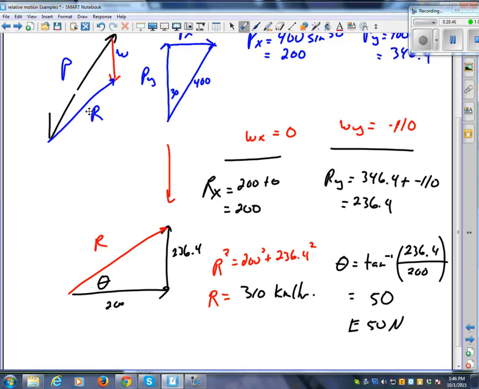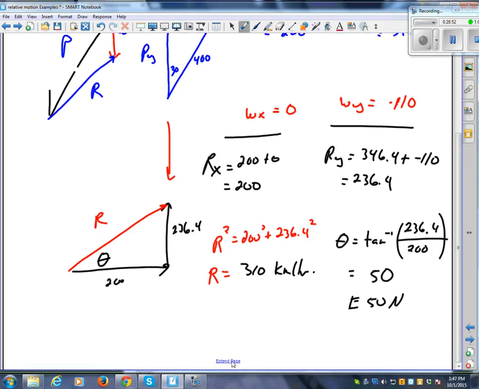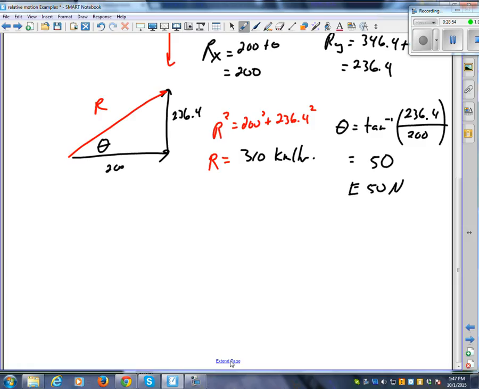Oh, how long would it take? So what did we do there? It's just going to be V equals d over t. We're traveling at 310. The distance is 1,000. Solve for time. 1,000 divided by 310 is 3.2 hours. And you'd end up traveling at east 50 north.